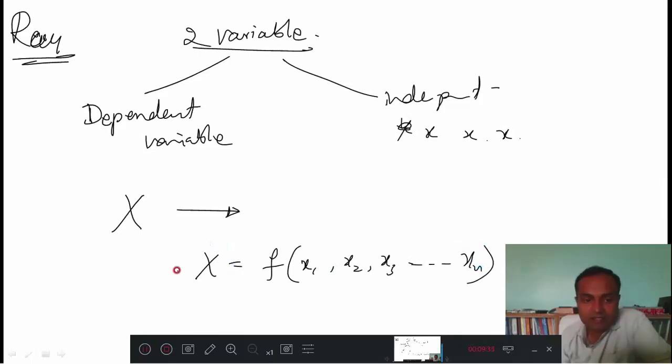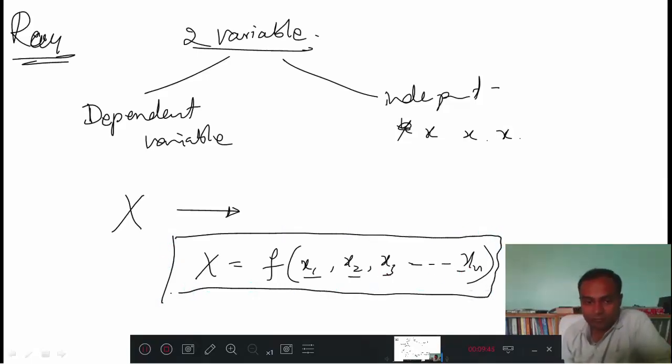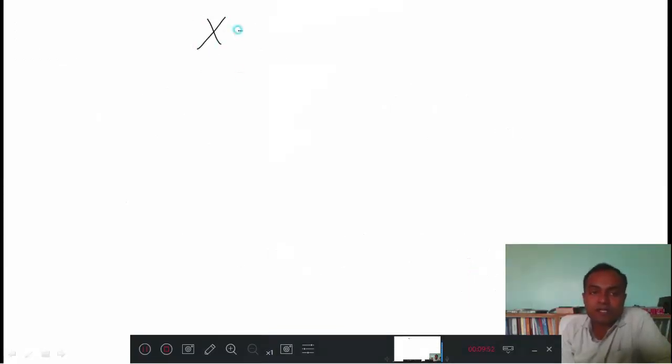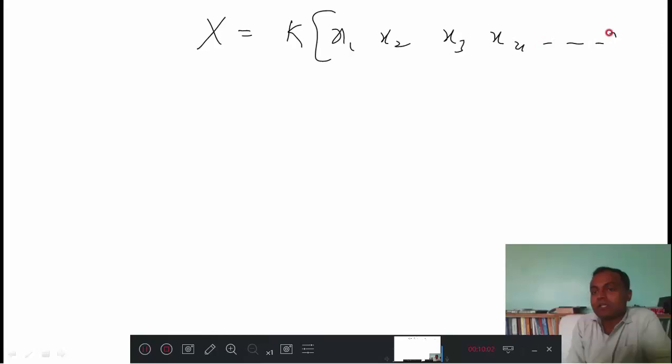See, this variable depends on many other variables. This is a generalized equation. In some textbooks they will write it like f of x1, x2, x3, x4, or otherwise you can write x equal to k into x1, x2, x3, x4, up to xn, where k is some proportionality constant. This is Rayleigh's method.